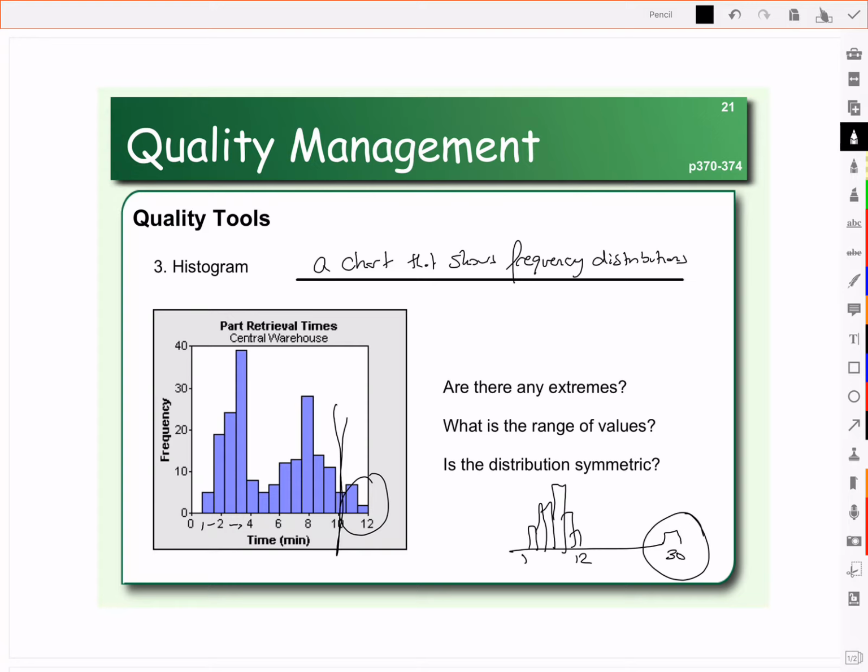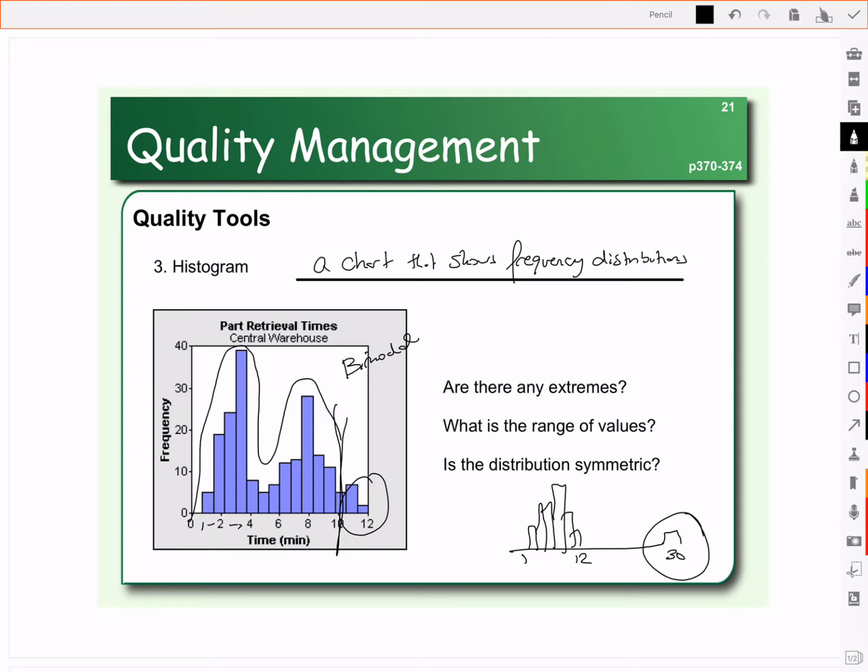We can also look at whether our distribution is symmetric. Notice in this case, we have a bimodal distribution. Bimodal, meaning 2 modes, 2 most common numbers. So what this tells us is that we have this group that essentially has retrieval times between 1 and 5 minutes, and then we have this other group that has retrievals between 6 and 12 minutes. So the question is, what's the difference between those 2 groups?